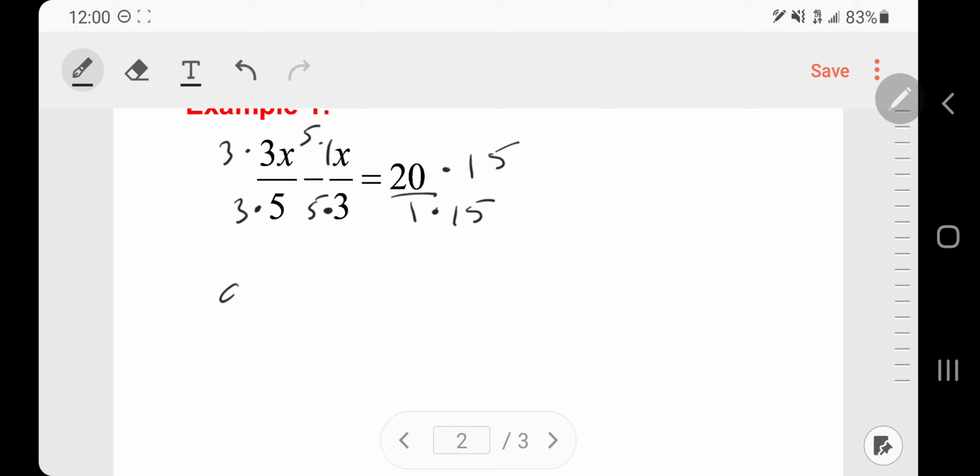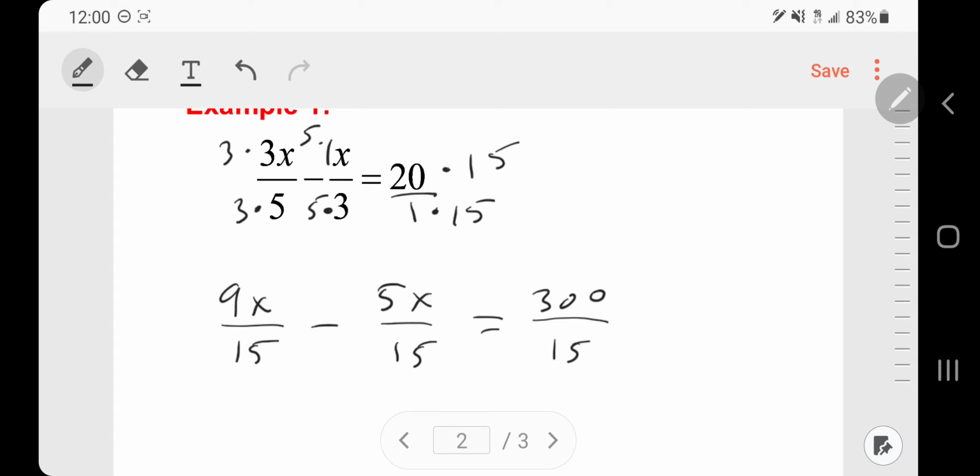So my first one is going to be 9x over 15 minus 5x over 15. And then my final here is 20 times 15. That's going to give me 300 over 15 as well. So all I've done here so far is get a common denominator between all of my terms in my equation.